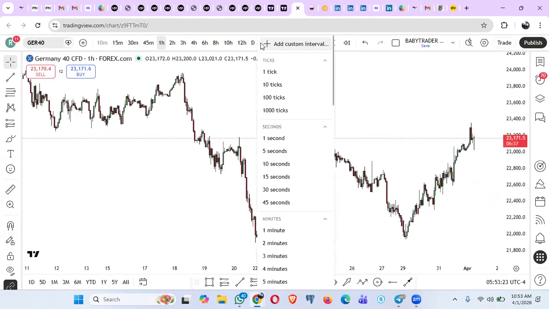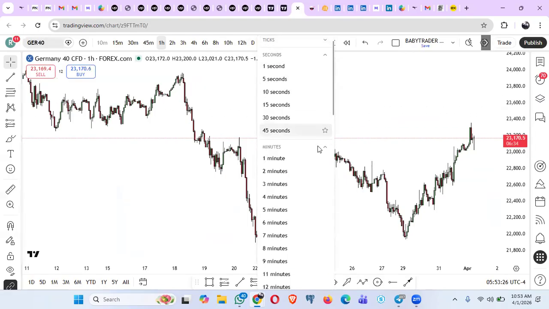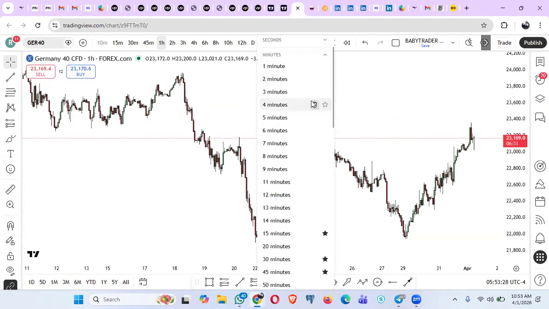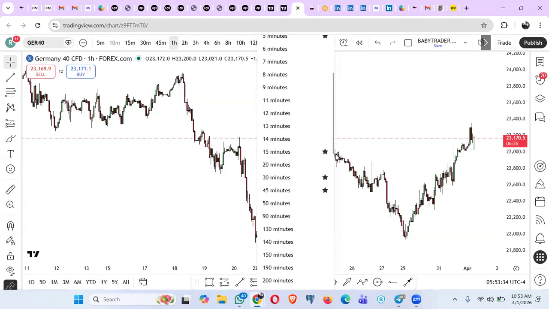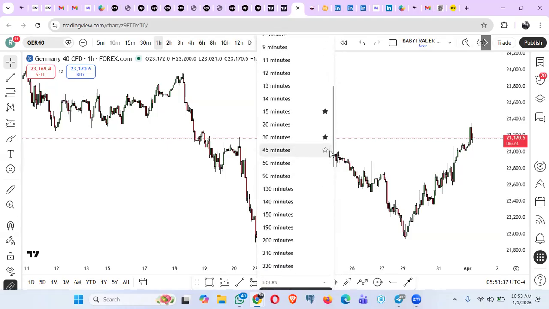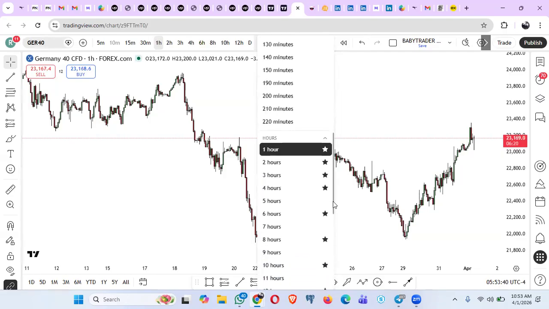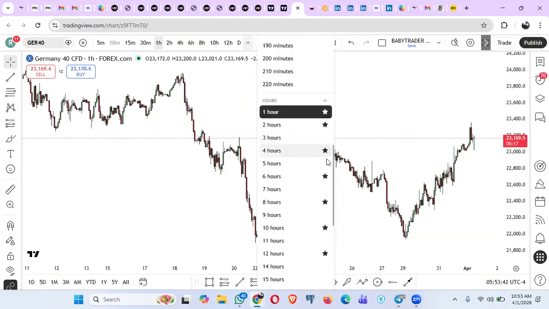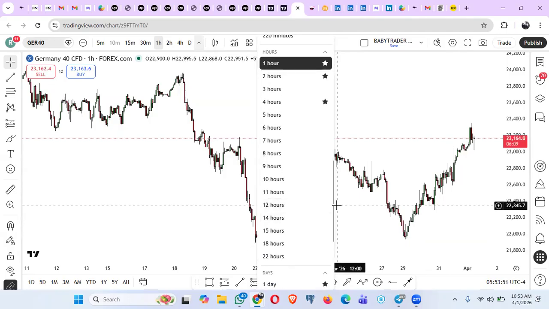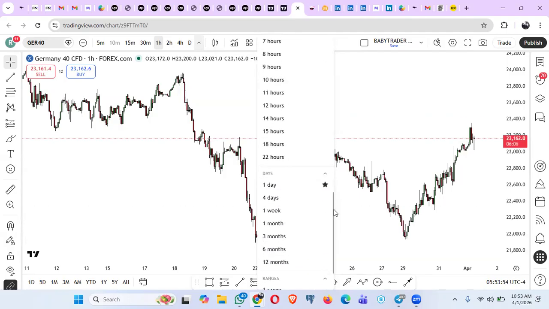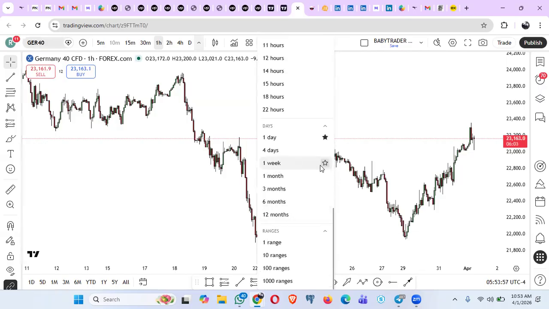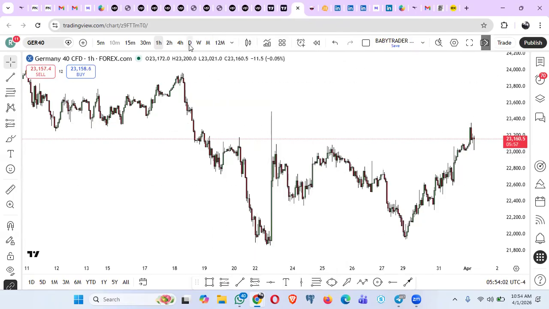So let's do 5 minutes, 15, 10, 15, 21, 2, 3, 6, 7, 8 hours. Now see the features when they premium trading view. All these time frames are locked on the free version that we all use. Good. So now let's go to the daily chart.